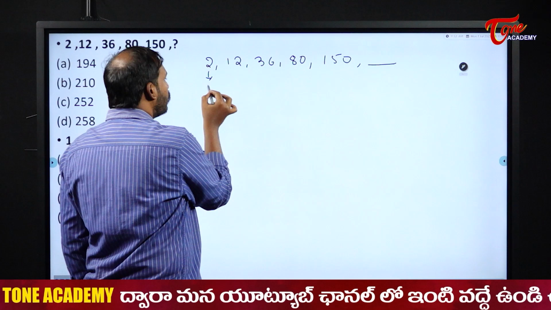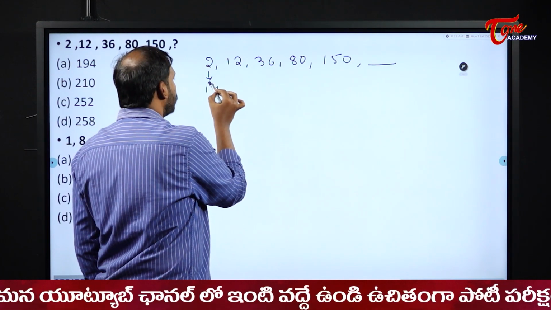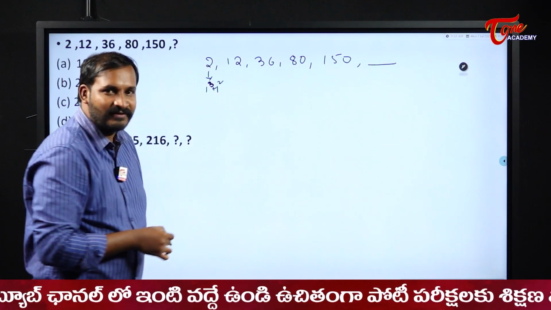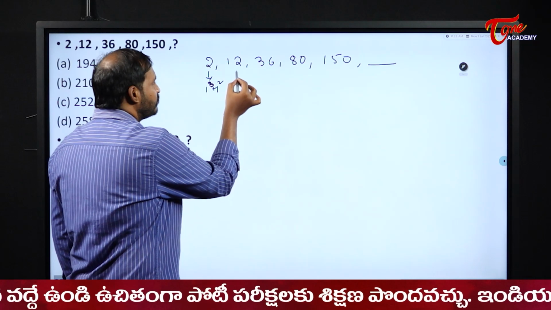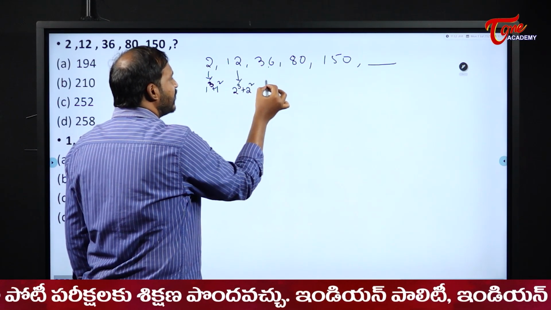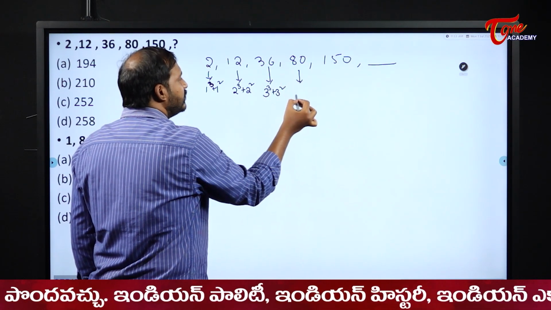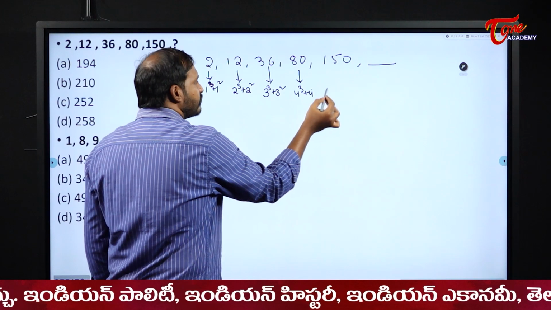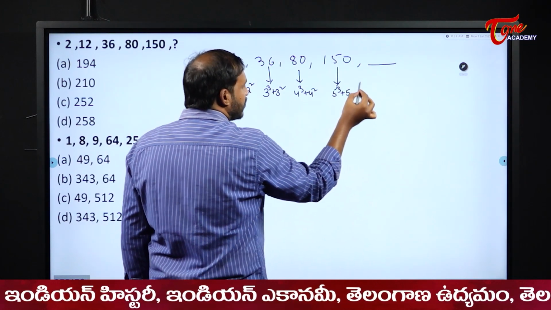This is what? 1 square plus 1. Or else you can take this as 1 cube plus 1 square. The advantage with 1 is you take cube or square, you will get the same thing. Next 12, 2 cube plus 2 square. Next 36, 3 cube plus 3 square. Next 80, 4 cube plus 4 square. Next 150, 5 cube plus 5 square, right?